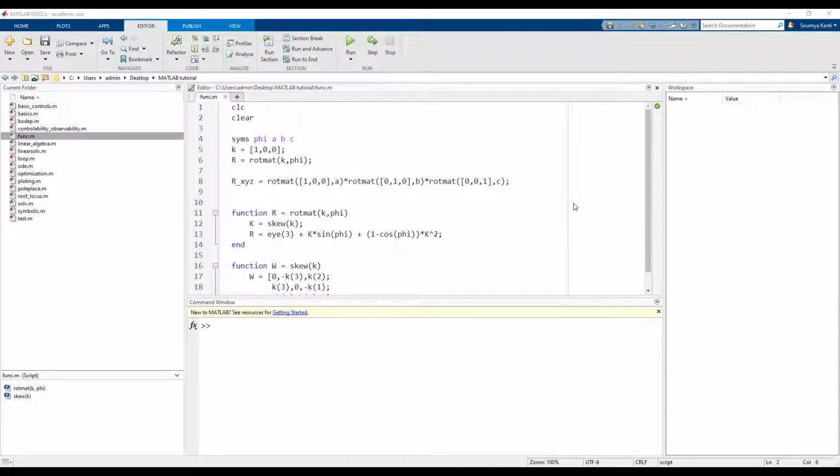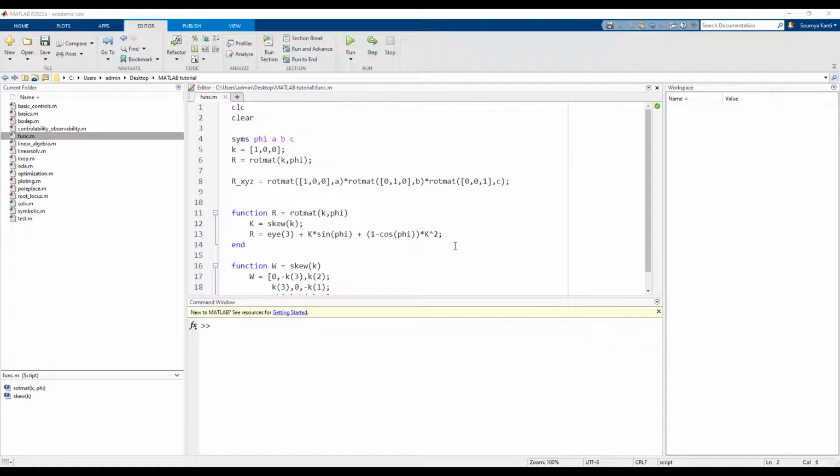Now we will see how to write a function in MATLAB. Functions are very useful if you want to do some repetitive work. Suppose you have a particular function which spits out a value, but you want thousands of values for that. So it's better you define that function and just call it every time you want it.